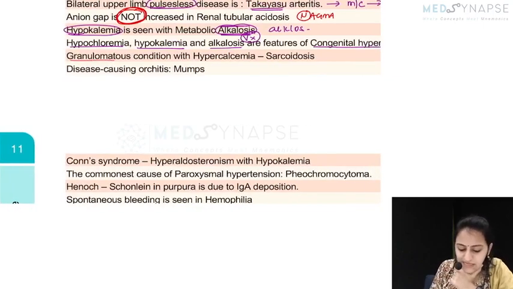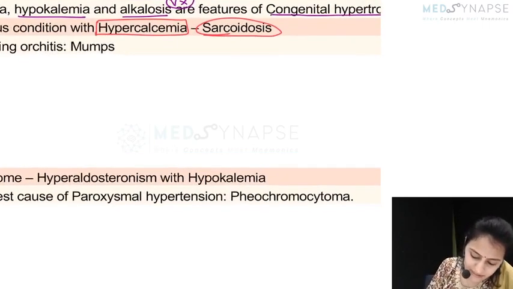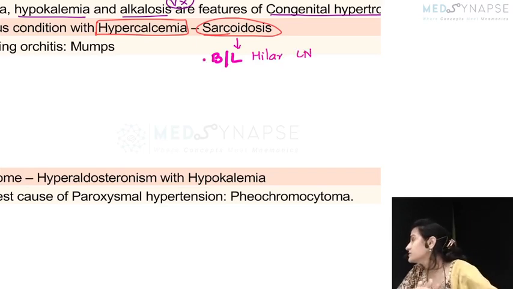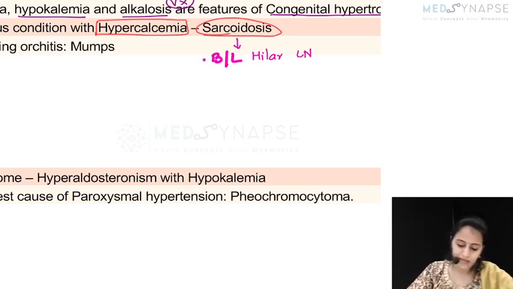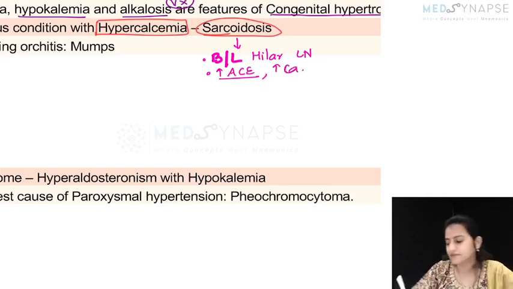What condition is a granulomatous condition and presents with hypercalcemia? Sarcoid. Important. Remember, there is hypercalcemia in sarcoidosis. For sarcoidosis, the key word given in the question is bilateral hilar lymphadenopathy. Very, very important. Sarcoidosis is bilateral hilar lymph nodes with hypercalcemia. There are increased what levels? ACE levels. ACE levels, calcium levels increased.